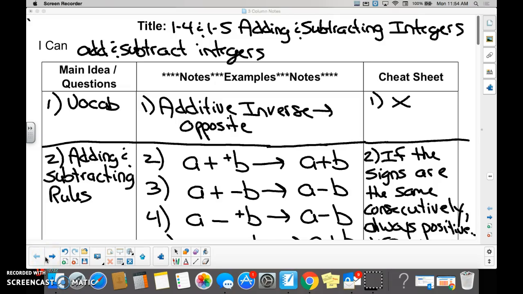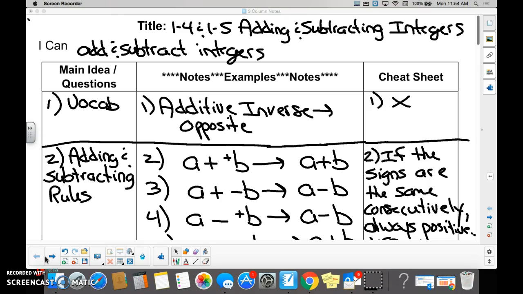1-4 and 1-5, adding and subtracting integers. I can add and subtract integers. Good job. Is it safe to say that you all can add and subtract integers? Yes. Okay. Not that you couldn't have done that before, but do we have a few more strategies that we can use?